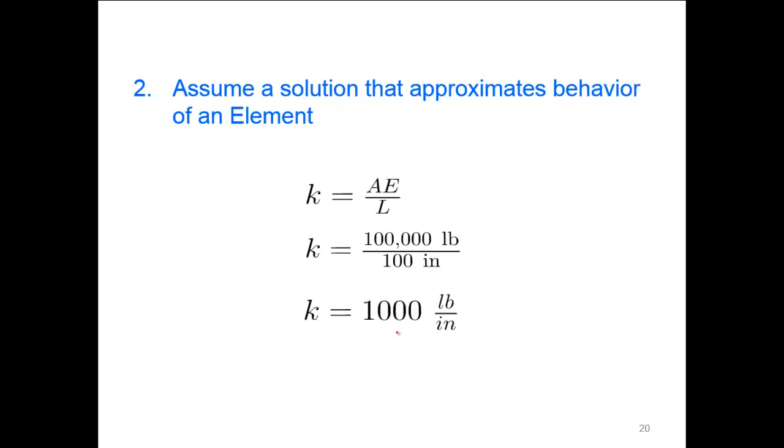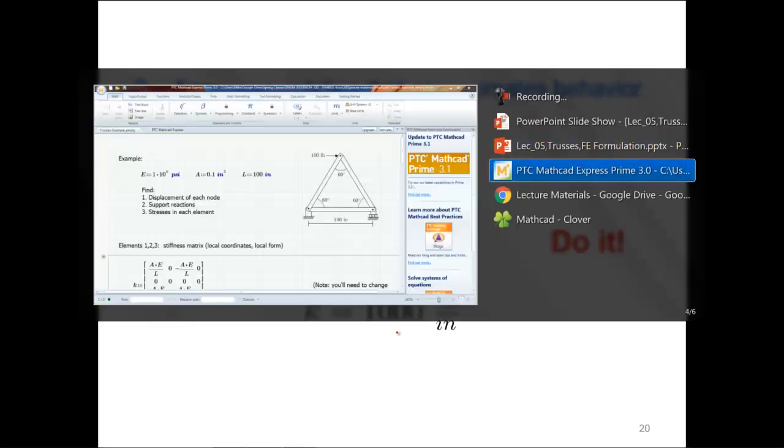So step 2, we're going to assume a solution that approximates the behavior of an element. We kind of already did this. We said our equivalent stiffness is AE over L. And AE we already defined as 100,000 pounds, divided by the length, 100 inches. So our K, or stiffness value, is 1,000 pounds per inch. Let's go see how we can do that in Mathcad.